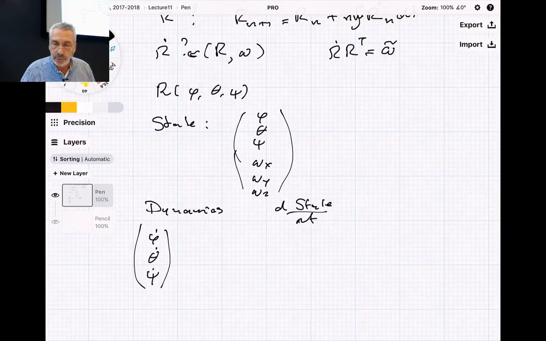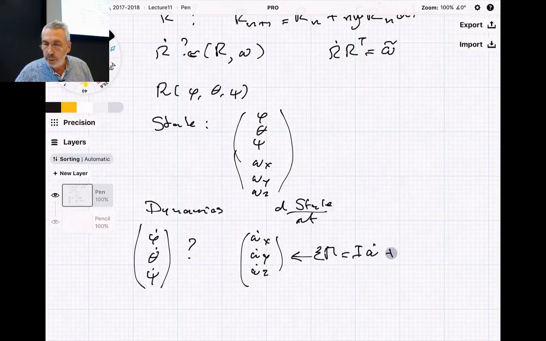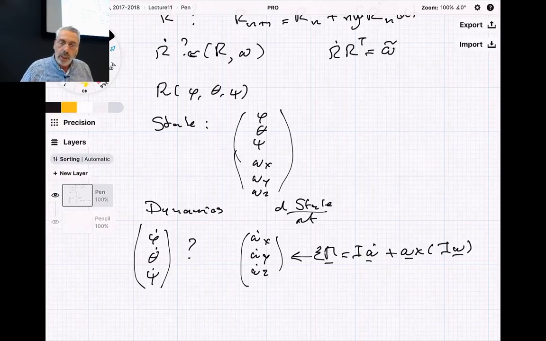Well, that is a bit tricky. I have no clue. The second part I know. I know what omega dot x, omega dot y, and omega dot z are, because that just comes from my Euler equation of motion, right? The sum of the torques is this guy plus omega cross this guy. So that is easy. But how about this guy? How about the time derivative of the Euler angles?